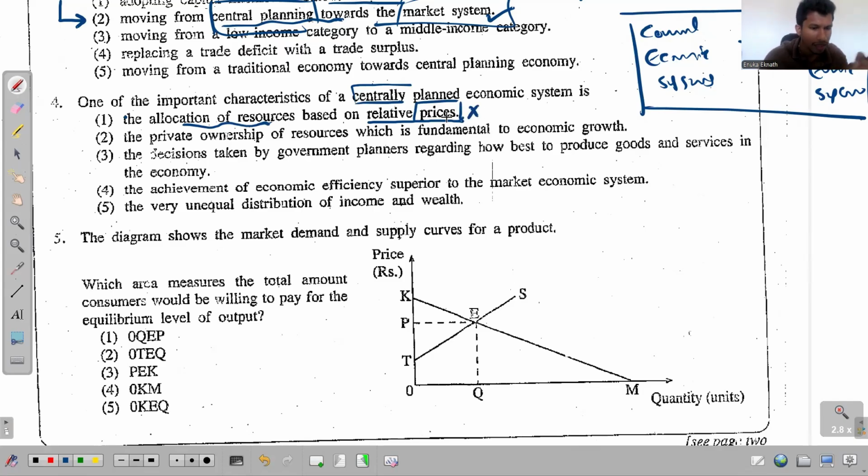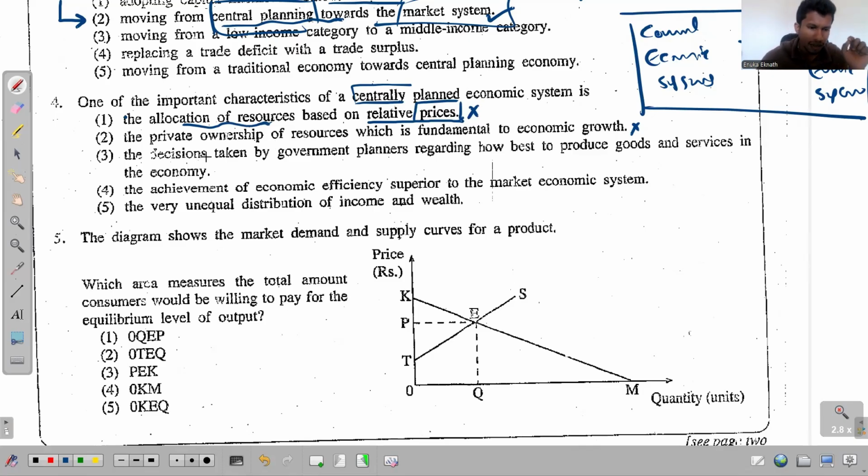No, answer is wrong. The second one, the private ownership of resources, which is fundamental to economic growth. Okay, it could be true. I mean, the private ownership of resources could be a fundamental requirement for having a higher economic growth. But the problem, this is not a quality in a command economic system. If it's a command economic system, the resources, if not in general, the properties are owned by the public sector, not by the private sector.